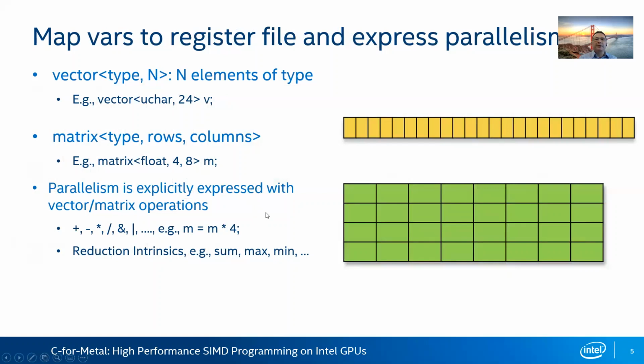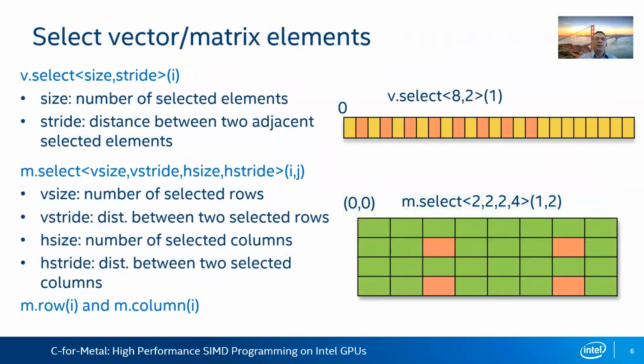Parallelism is explicitly expressed with vector and matrix operations, such as plus, minus, multiply, or logic operations. Operations on vector and matrix mean element-wise operations. That is, all the elements can be computed in parallel. We also have reduction intrinsics such as sum, max, and min. Not necessarily does a vector and matrix operation involve all the elements. This picture shows how we select the elements from a vector and a matrix.